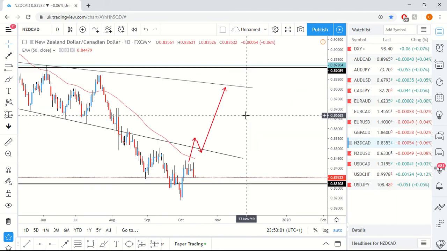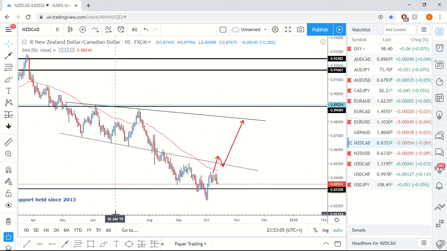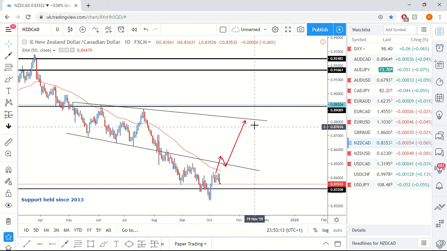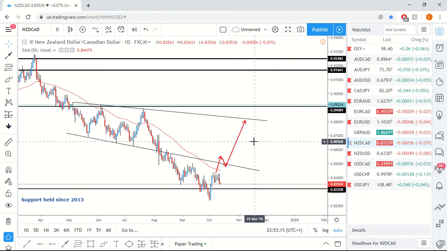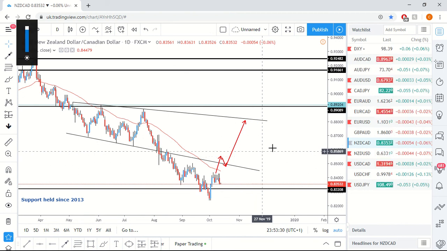Moving on to New Zealand dollar CAD. Not too much to say about this one. I'm still looking for this long, if we can, off this support. The support's held since 2013. Simply looking for it to come back into the channel and then possibly go long. Obviously, I'm looking for a weak Canadian dollar and a strong New Zealand dollar, so if you put those two together, you get New Zealand CAD for a long. So I'm possibly looking at that, but nothing's too clear at the moment.